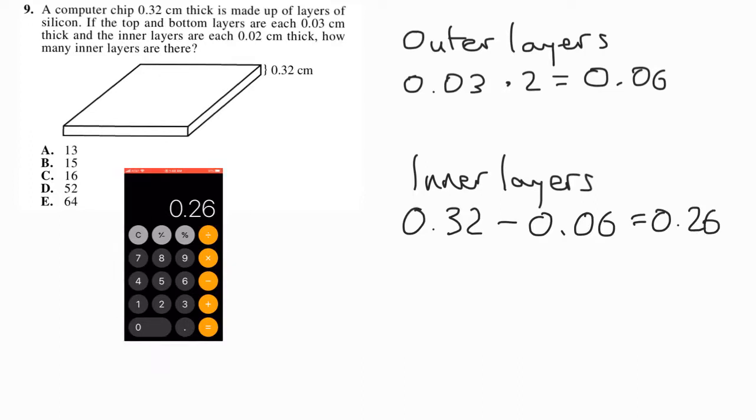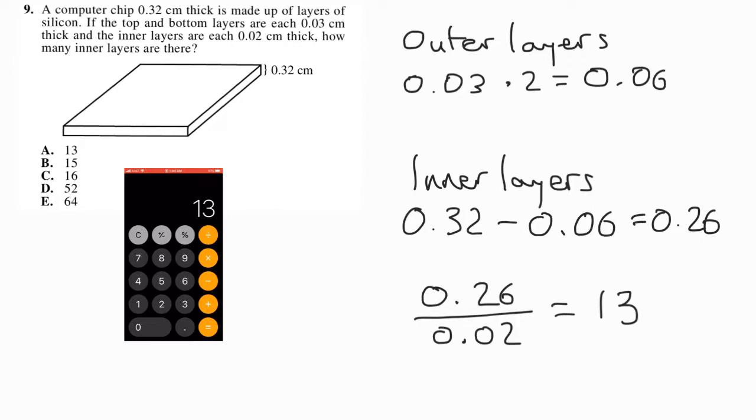And if we plug that into our calculator, that gives us 0.26. Okay, so now we have a bunch of layers in this computer chip that are 0.02 centimeters thick and that add up to a total of 0.26. So now what I'm going to do is 0.26 divided by 0.02 each. Okay, 0.26 divided by 0.02, and that gives us 13 layers. So how many inner layers are there? 13. The answer is A.